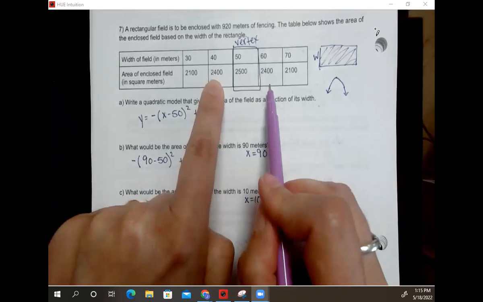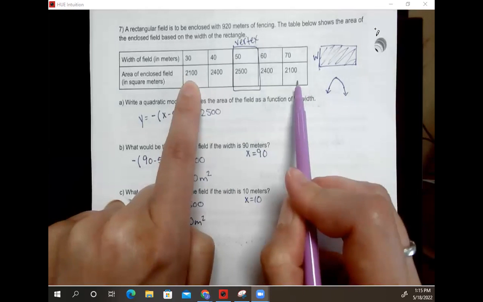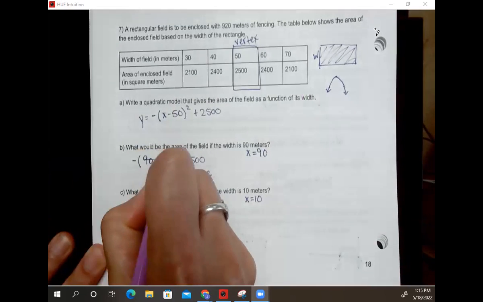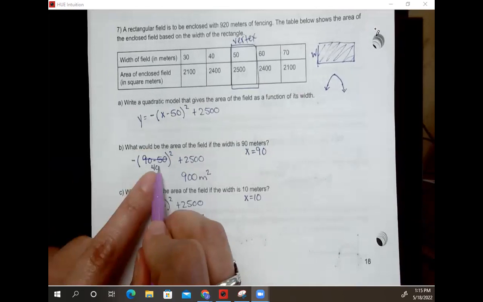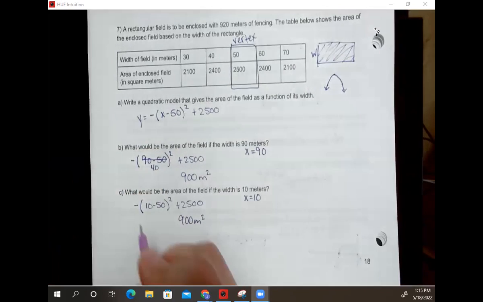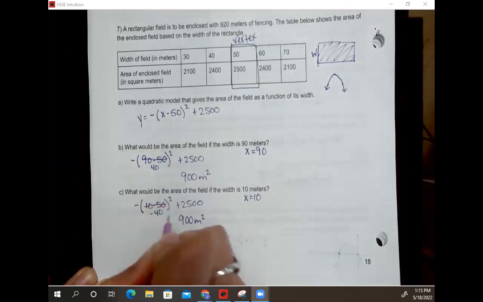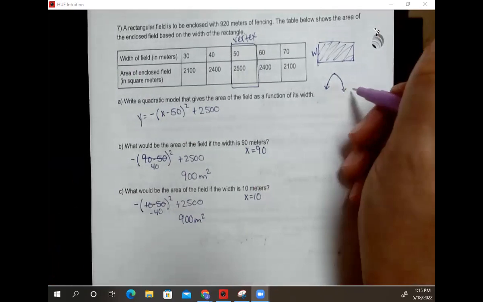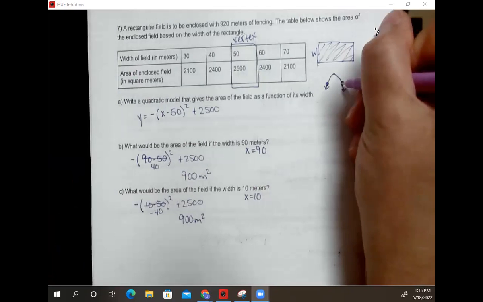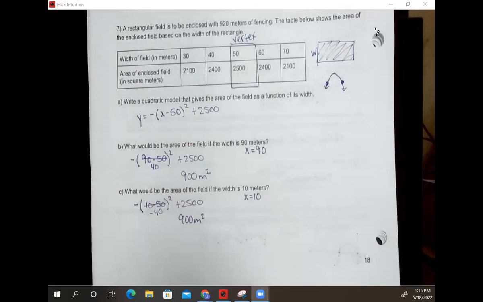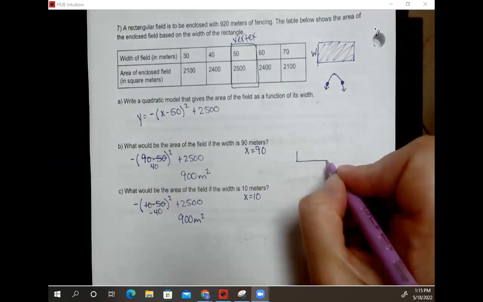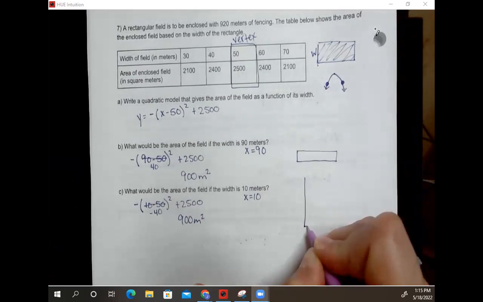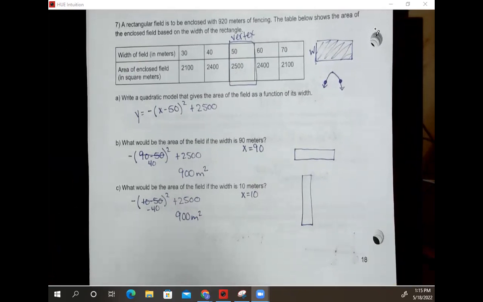Potentially, right? I've got that here with 40 and 60 and with 70 and 30. If I take a look here, 90 minus 50 is 40. So this would be 40 units bigger than the vertex. 10 minus 50 is negative 40. So this would be 40 units smaller than our width for the vertex. Since parabolas are symmetric, whatever I get here should be the same as whatever I get here, since they're the same distance from the vertex. This is essentially the same rectangle. For one of them, it looks like this. For the other one, it looks like this. Okay, based on what I decide to call the width.